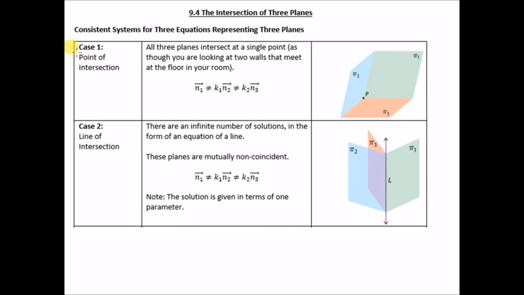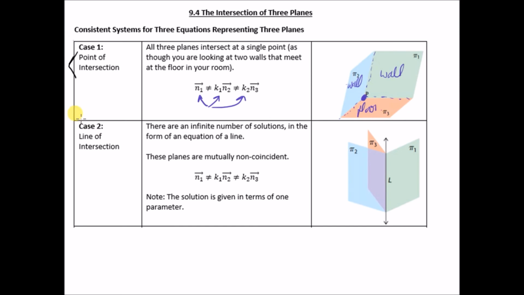Case number one, there is one point of intersection. We can see this in the corner of our room. If we look at one wall connected to another wall, and both of those are connected to the floor, we can see that they all intersect at one point. The two walls have a line of intersection. The floor and one wall have a line of intersection. The floor and the other wall have, again, a line of intersection. But when you put all three of these together, they intersect at a single point. What we need to remember about these is that their normals are not scalar multiples of one another.